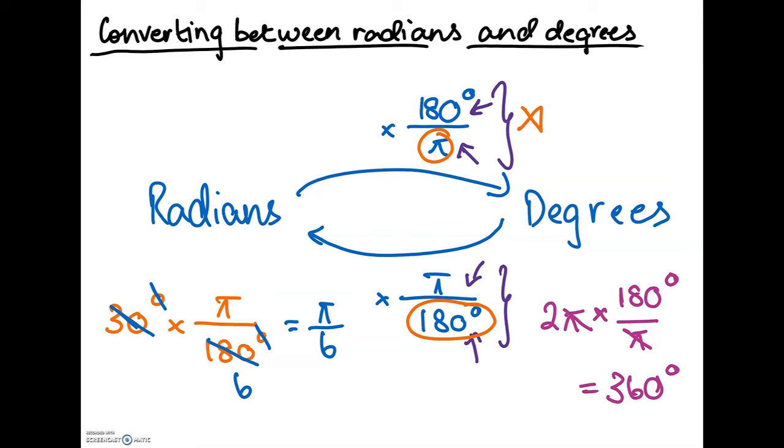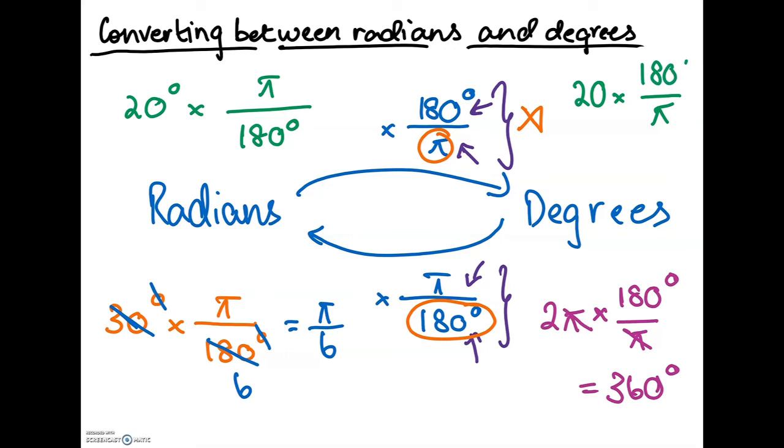So let me just do another very quick example. Let's say we have 20 degrees. Try to have the degrees at the bottom. So 180 degrees in this case, so pi is at the top. Let's say you had 20 radians, so no degree symbol, then pi would be at the bottom because they both are like terms, and 180 degrees would be at the top. Let's get into a couple of examples to show you how to use this even further.